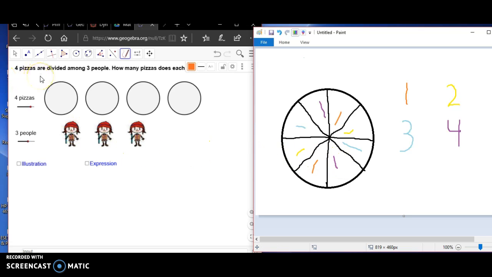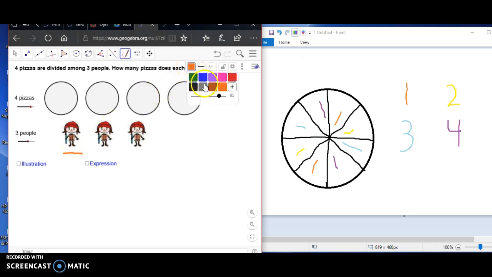We have a question, also a scenario. 4 pizzas are being divided among 3 people. How many pizzas does each person receive? Again, I like to start off by color coding each person. So we have this person as orange, this person as green, and this person will be blue.